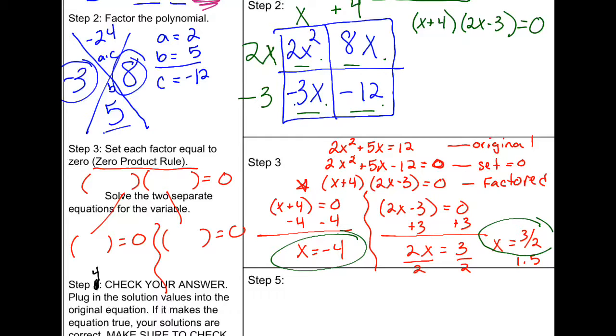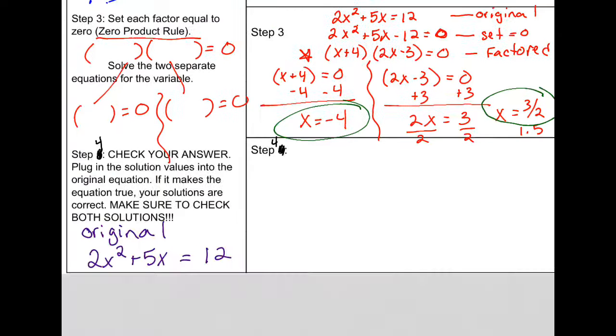So now I'm ready to check my solutions. With our step 4, where we check the answer, we want to make sure that both of the solutions, x equals negative 4 and x equals 3 halves, make the original equation, which I have down here in the bottom, 2x squared plus 5x equal to 12, true. So I'm going to work on the first solution to see if it works.